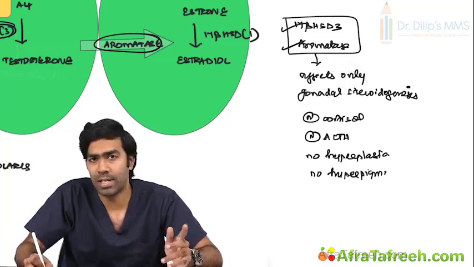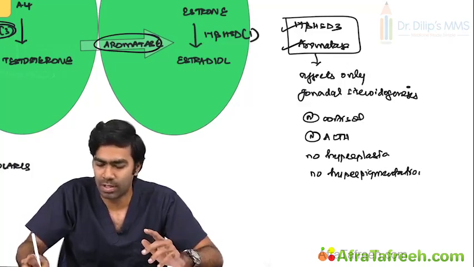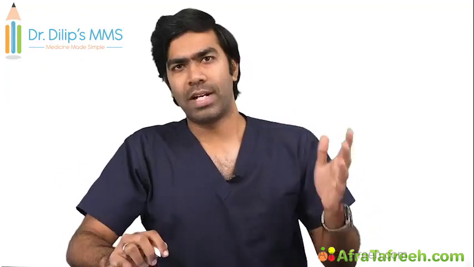So this is a very, very basic thing to understand in the first place. Clear? So 17 beta HSD3 and aromatase will not affect the adrenals at all. Similarly, 21 hydroxylase, 11 beta hydroxylase and aldosterone synthase deficiencies will not affect the gonads at all. Whereas your StAR deficiency, side chain cleaving enzyme or desmolase deficiency, then 3 beta HSD and 17 hydroxylase deficiency is going to affect both the adrenal as well as the gonadal steroidogenesis.